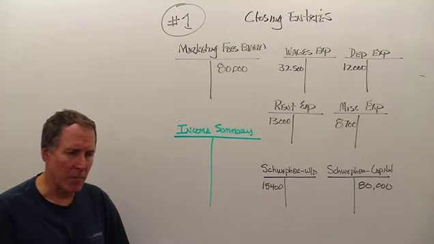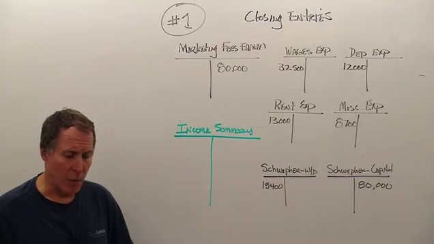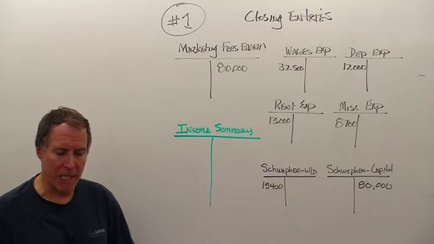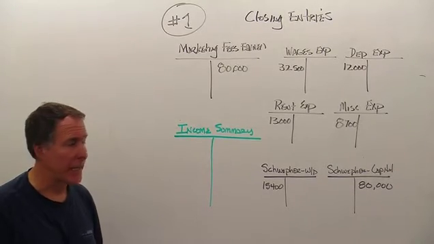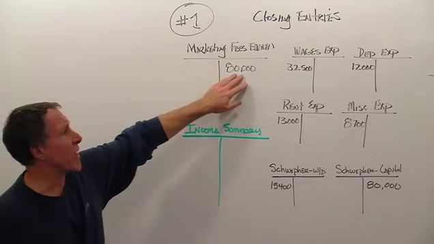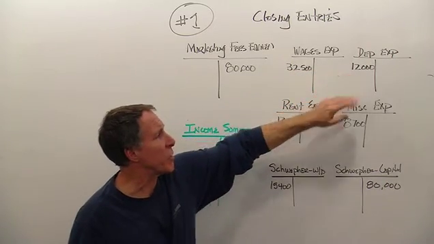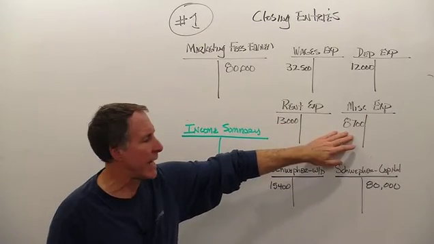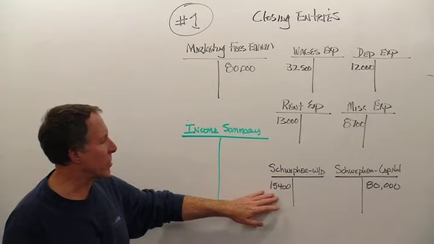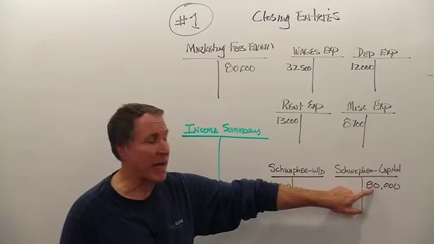So what I have here on the board is from problem number 1 in your handout. Problem number 1 is the adjusted trial balance for the marketing company, and I gave you the adjusted trial balance. So after all the adjustments, after the financial statements have been prepared, we happen to have in the marketing fees a credit of $80,000. In wages expense, we have $32,500, depreciation $12,000, rent expense $13,000, miscellaneous expense $8,700, and the withdrawal account $15,400, and the capital account, that's a permanent account, is $80,000.